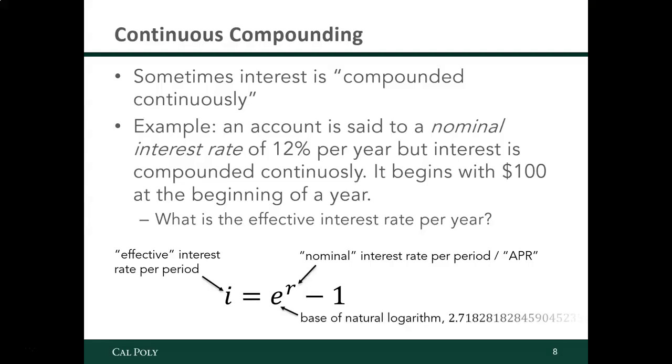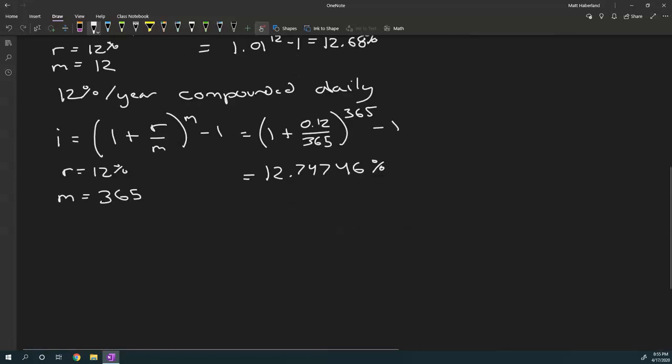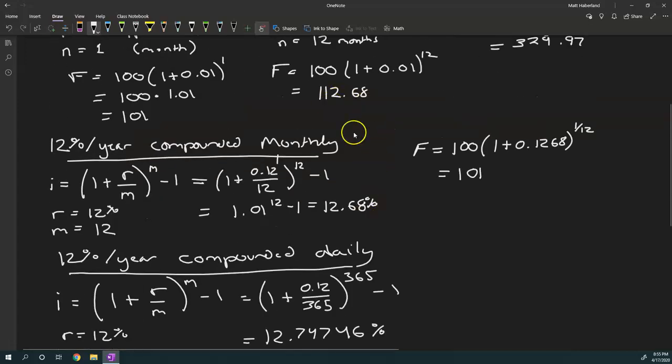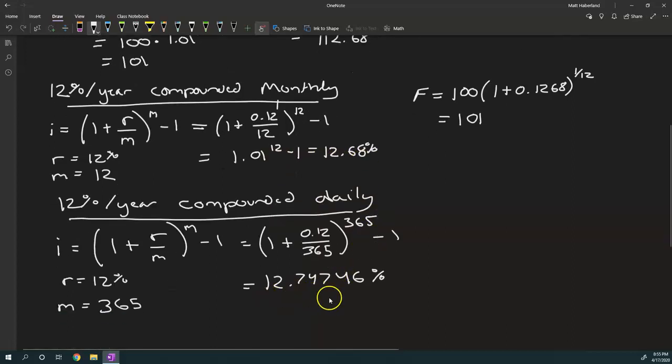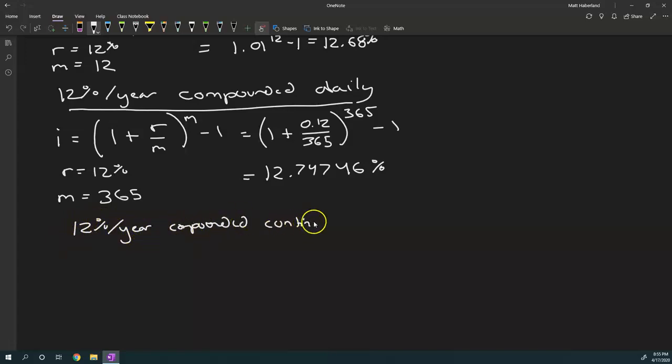Let's do this problem, and then we'll be done. So that was 12% per year compounded daily. And we noticed that compounded monthly, it was 12.68. It seems to be approaching some sort of asymptote, and you'll see that the formula we have for 12% per year compounded continuously is going to be pretty similar.